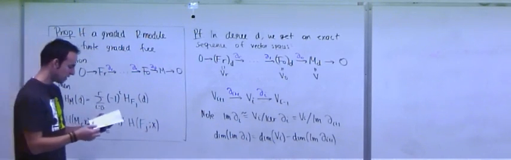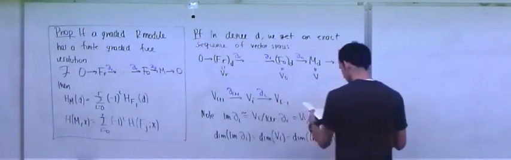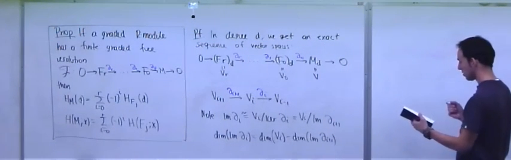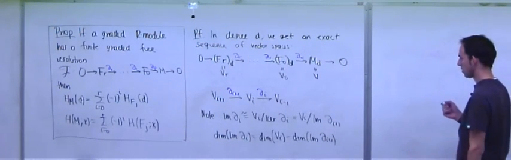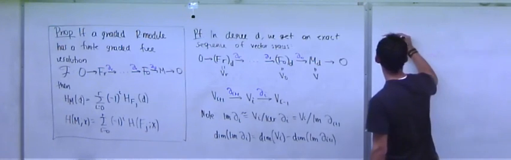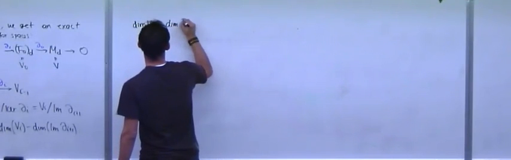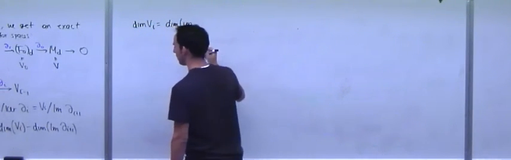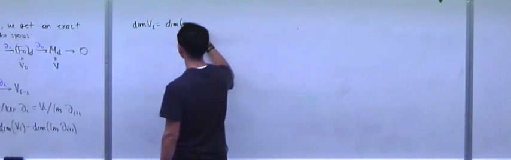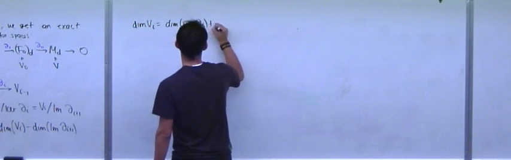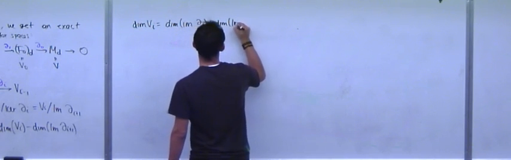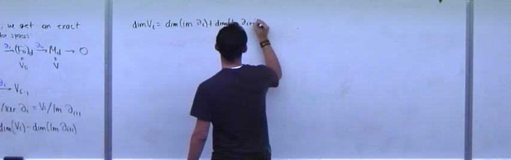So then I want to say the following. I want to take this equation and write it as the dimension of Vi equals the dimension of the image of delta I plus the dimension of the image of delta I plus 1.